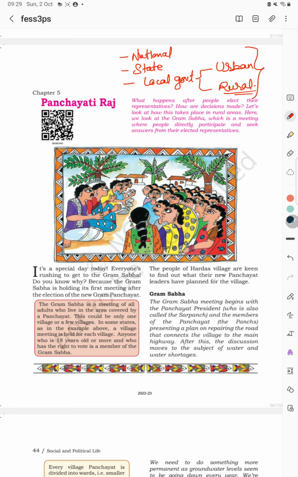The people of Hardas village are keen to find out what their new Panchayat leaders have planned for the village. We have seen in the previous lecture why governments are formed: development work was one of the aspects. So here in the assembly, the people of the village will try to find out what development work their Panchayati Raj leaders have planned for their village.